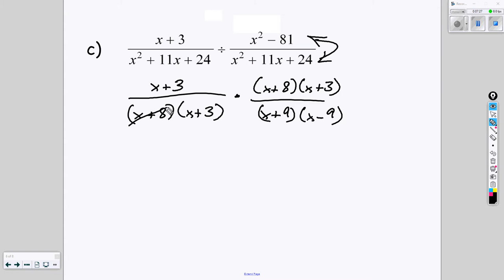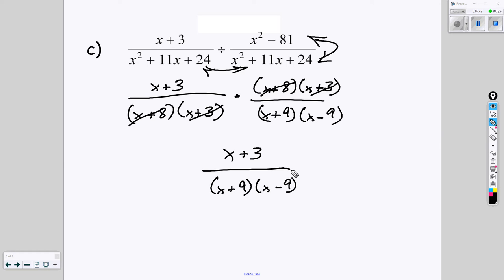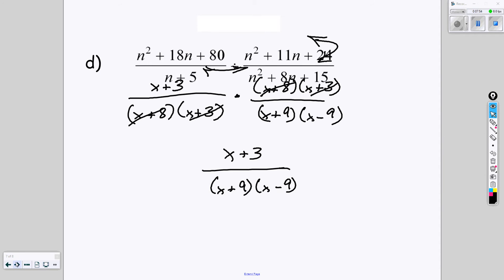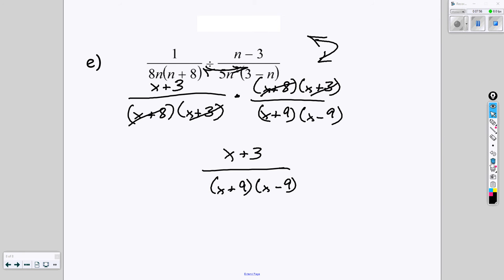And then cancel out what we can. Those two trinomials were the same, so they're going to cancel out completely. And we're just going to have x plus 3 on x plus 9 times x minus 9. All right, the benefit of doing something like this, writing this in factored form, would be if we were actually solving some kind of equation like this, it'd be really easy to solve. All right, last part is going to be E.